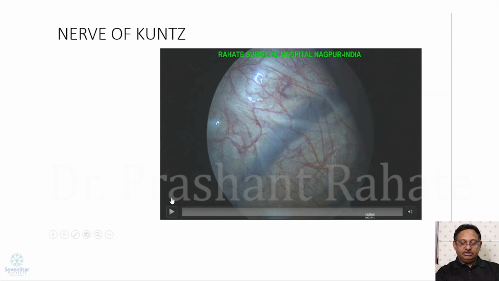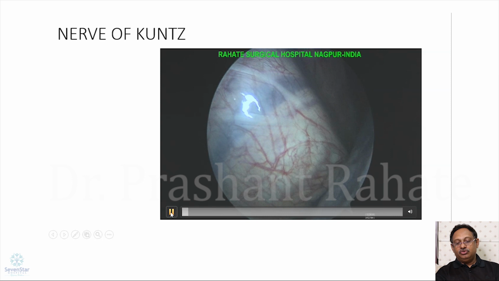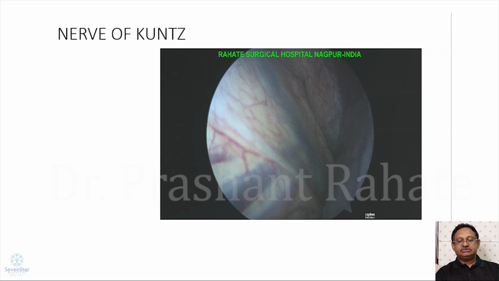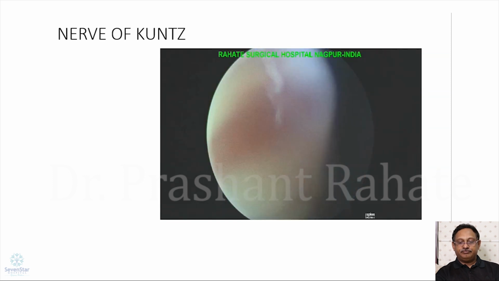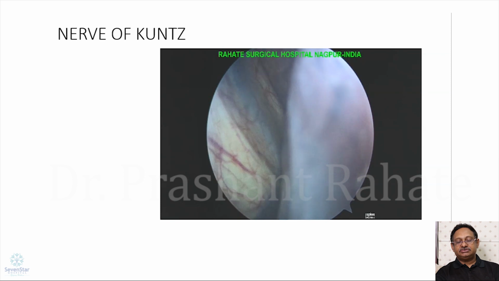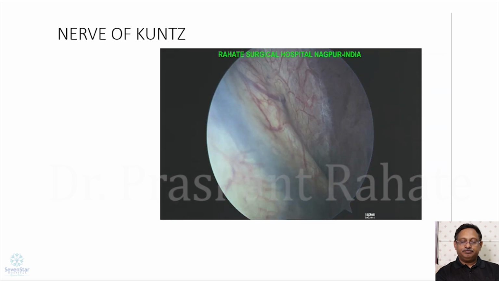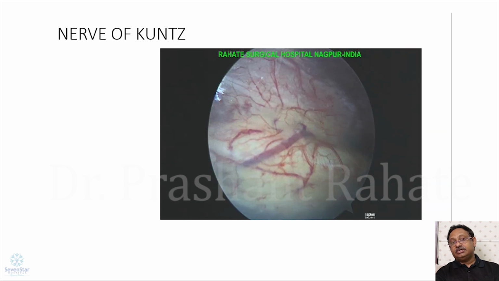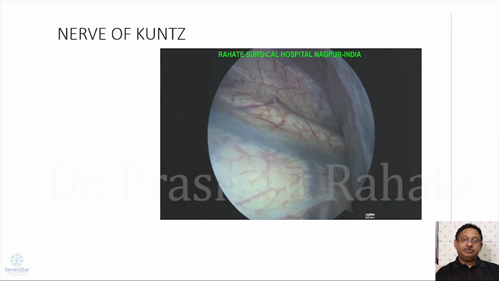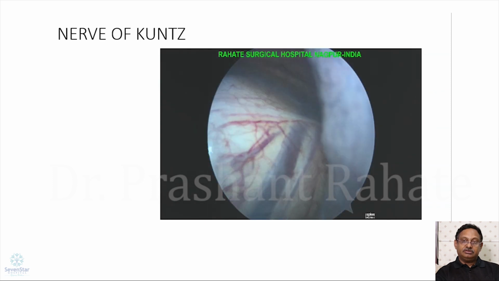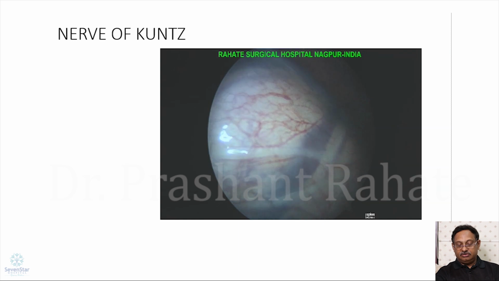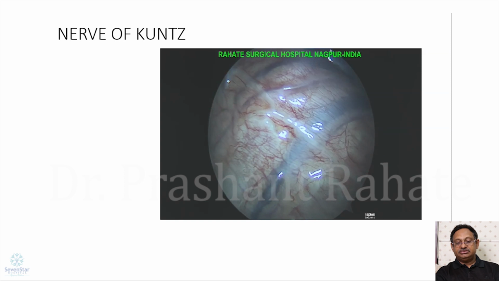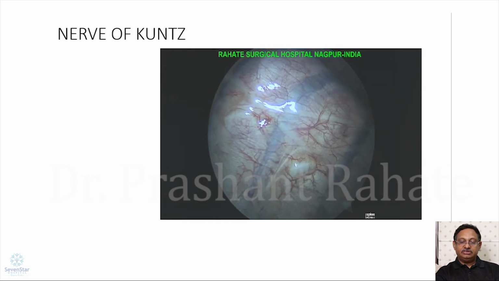So the pleura over the sympathetic fibers was lifted. First, complete identification of the sympathetic chain was done. We will see where exactly this sympathetic chain is to be transected when we discuss the case. So we can see the complete length of the sympathetic fibers.